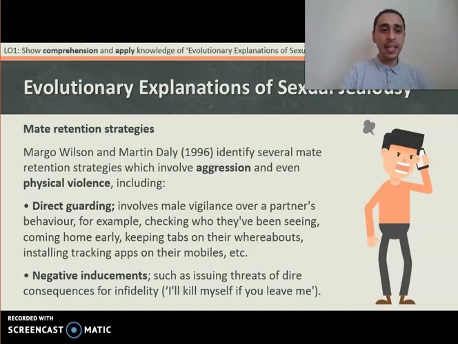And the other one is negative inducements, such as issuing threats of dire consequences for infidelity. I'll kill myself if you leave me, or if you cheat on me, I'll kill you, right? These are negative inducements. These are ways that aggression has potentially kept the female from straying away, from essentially not taking care of their children.